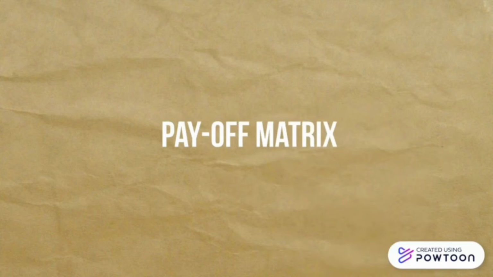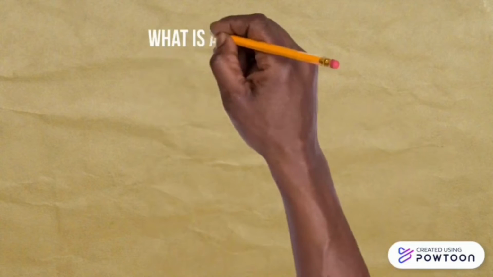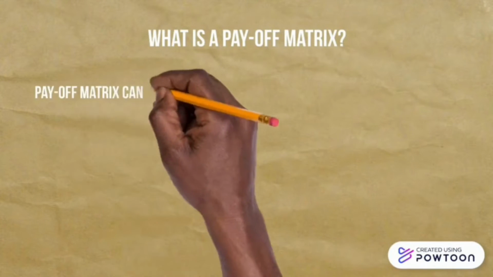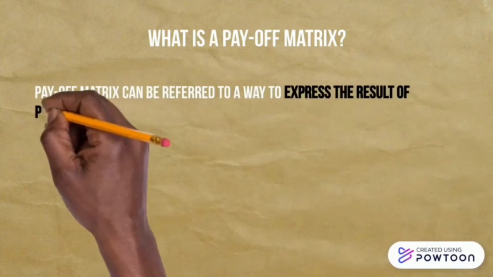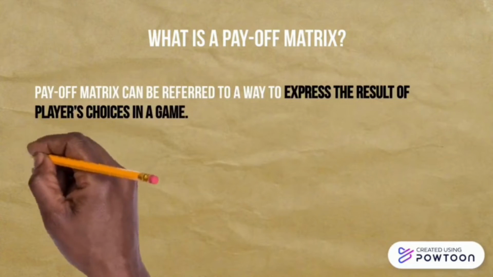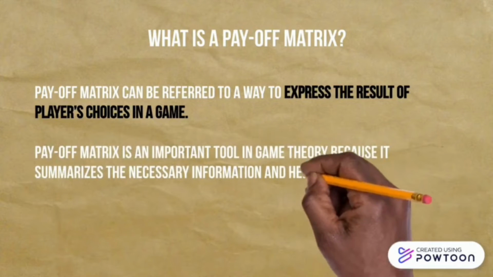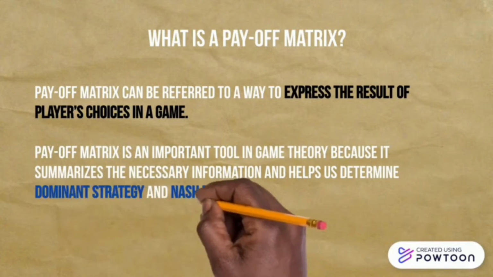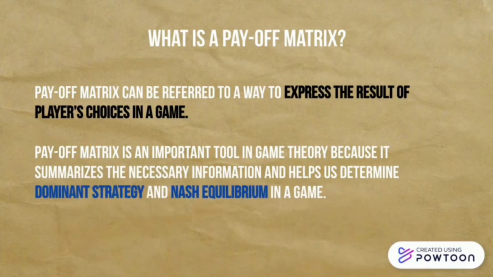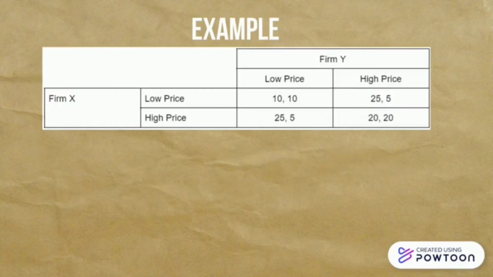Let's begin with the payoff matrix. Payoff matrix can be referred to as a way to express the result of players' choices in a game. Payoff matrix is an important tool in game theory because it summarizes the necessary information and helps us to determine the dominant strategy and Nash equilibrium in a game. Okay, now let's go through by example.